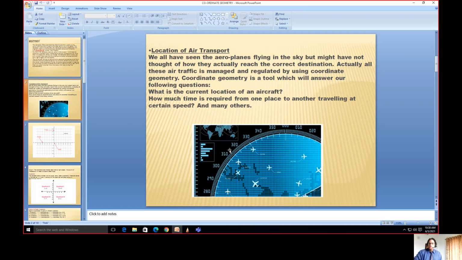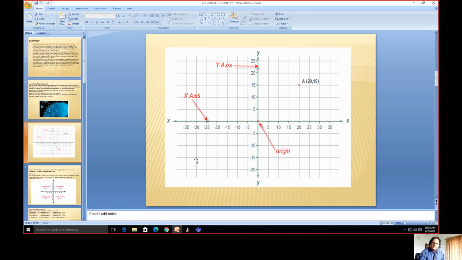Coordinate geometry is a tool which will answer all our following questions. What is the correct current location of the aircraft? How much time is required to go from one place to another traveling at a certain speed? The people in the control room will be using the concept of coordinate geometry to see where the plane is moving, and whether it is moving in the correct direction and reaching the correct destination. Now this is an important point. Whatever I told you regarding the Cartesian plane is this. I believe all can see the screen.